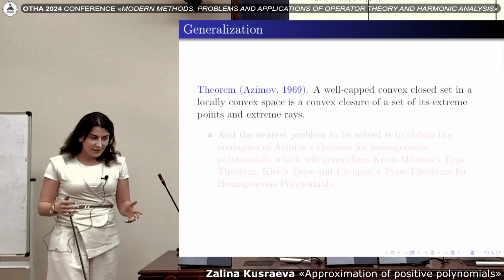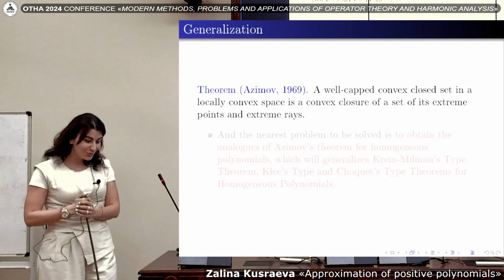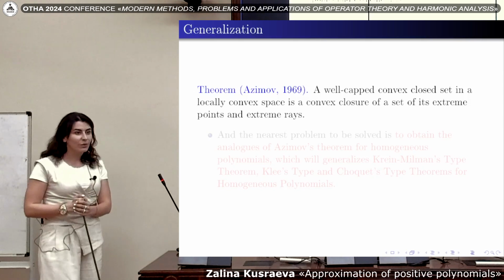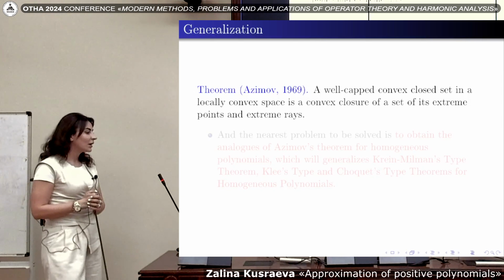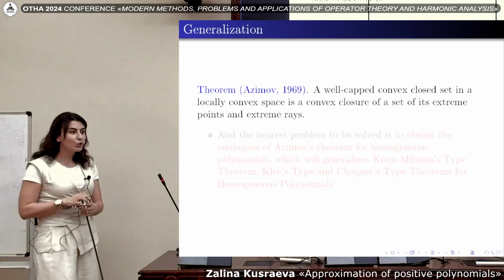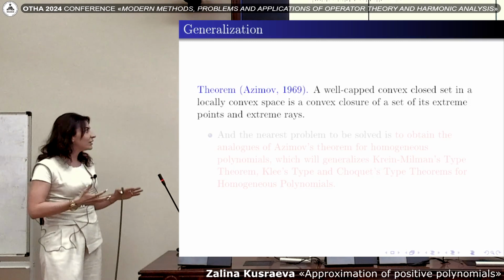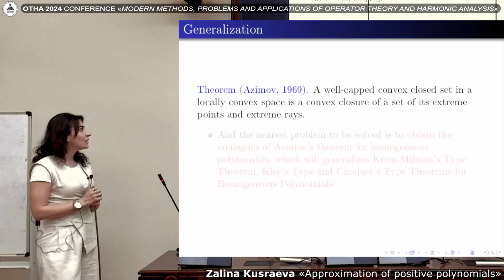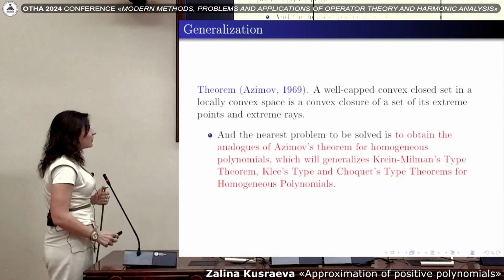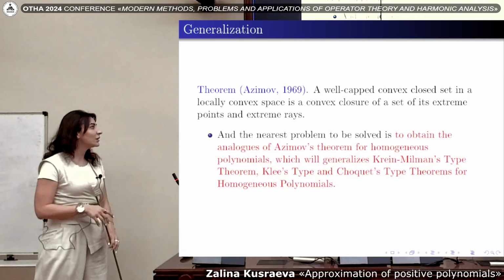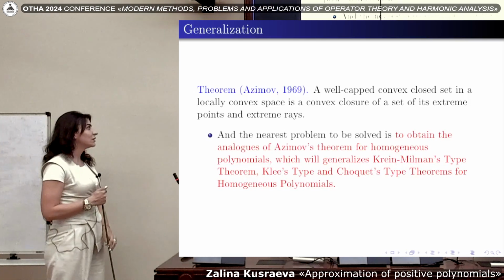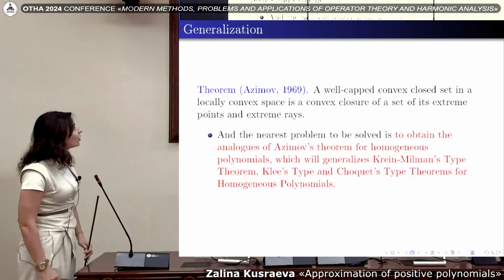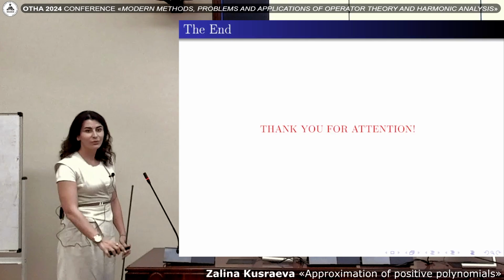So our next destination is to get the analogue of Asimov's theorem for homogeneous polynomials, which will generalize everything that was obtained and presented here. These are the Klee's type theorems for homogeneous polynomials, Choquet type theorem, and Klee's type theorem for homogeneous polynomials. So I hope we will succeed in this direction, and thank you for your attention.